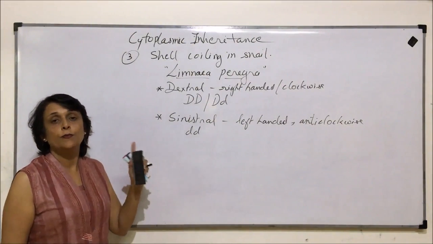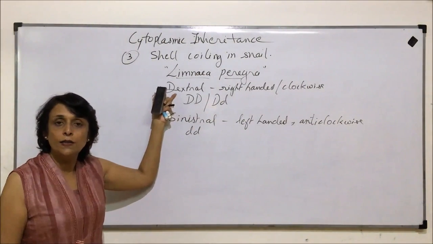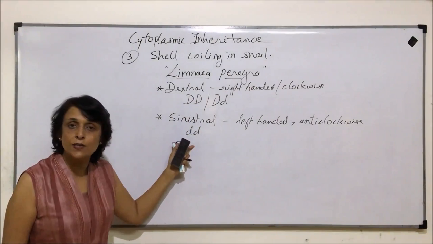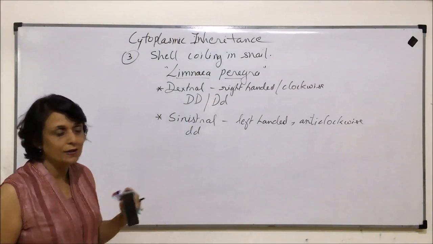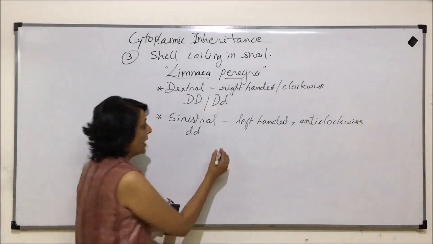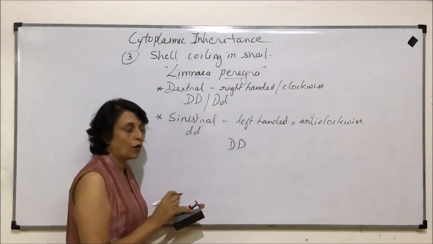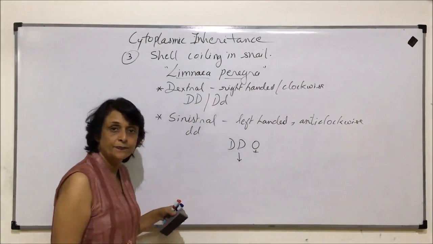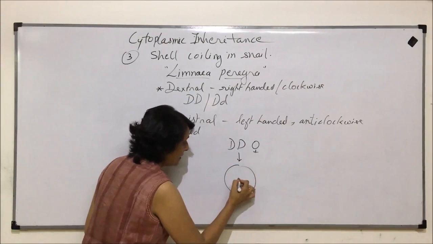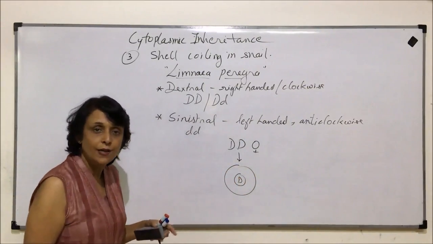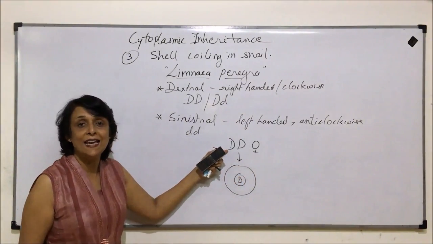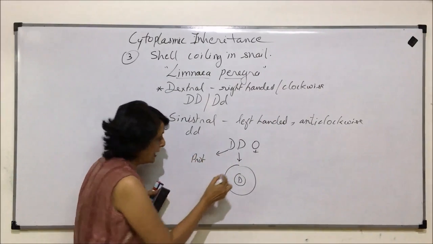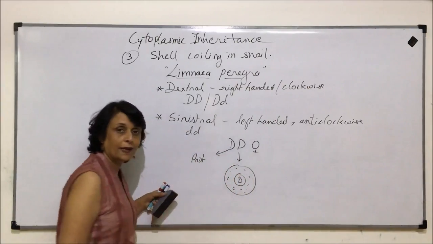So now there are two things. One, dextral coiling, which is controlled by the capital D, and sinistral, which is a recessive one. So we need a condition like two small d's. If a pure dextral female produces eggs, these eggs will have capital D in the nucleus, and because of this D, a protein is formed which is present in the cytoplasm.